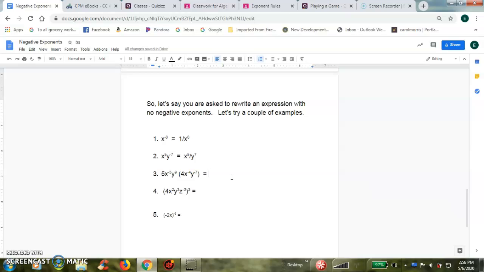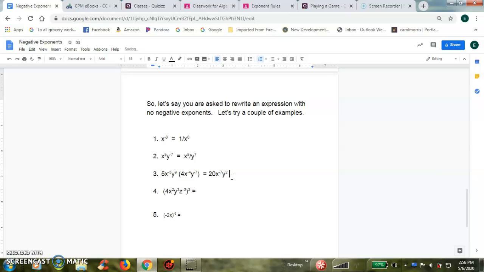What about number 3? It looks like we need to do some multiplying first. Quick reminder: when you're multiplying with exponents, you add the exponents, but the numbers get multiplied like normal. So 5 times 4 is 20. For my x's, since I'm adding, I have x to the negative 3rd times x to the 4th, so x to the negative 7th. For y's, I have y to the 9th times y to the negative 7th, so that ends up being y squared, or y to the 2nd power.